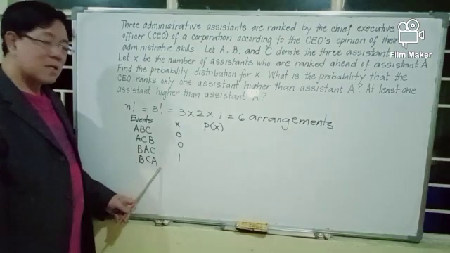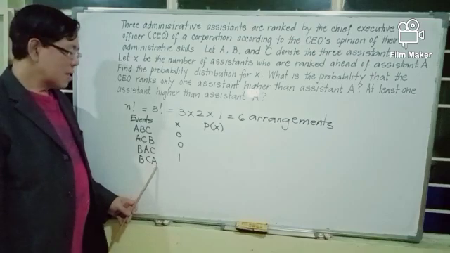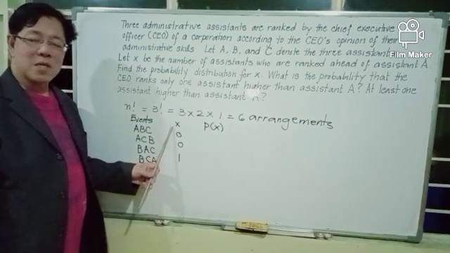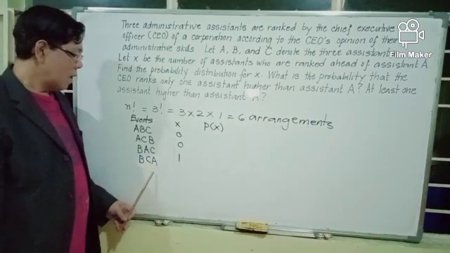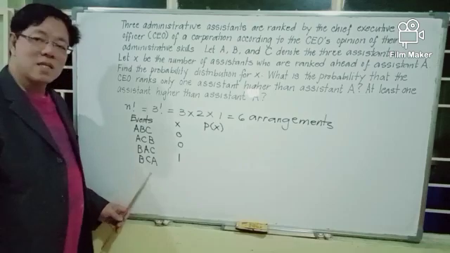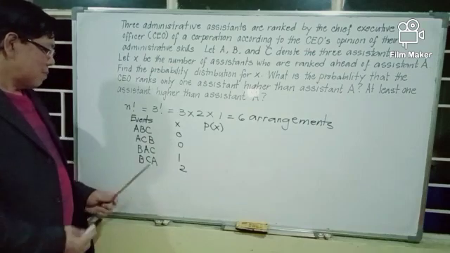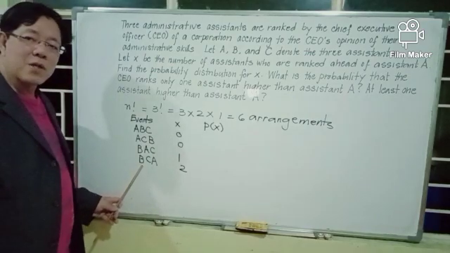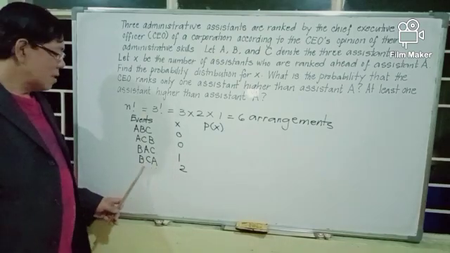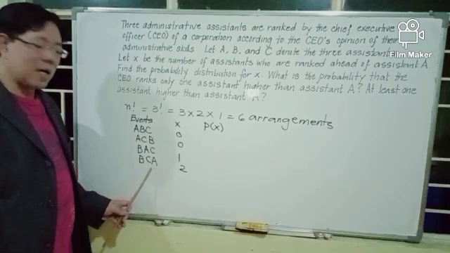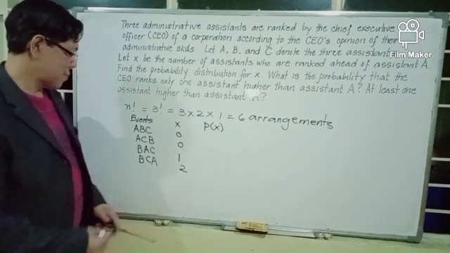BCA. In this arrangement, B is ranked ahead of C, C is ranked ahead of A. Now, the value of the discrete random variable x for the number of assistants who are ranked ahead of A for this particular arrangement is 2, because B is ranked ahead of A and C is also ranked ahead of A. So these two assistants B and C are ranked ahead of A. Therefore, the value of the discrete random variable x is 2.